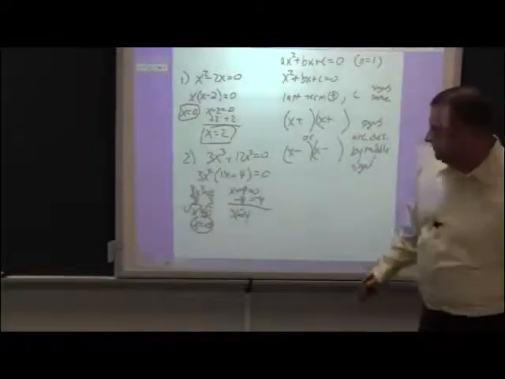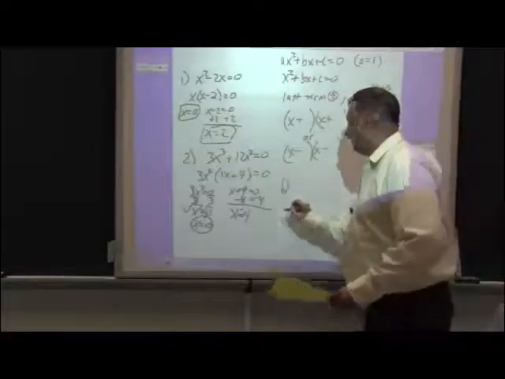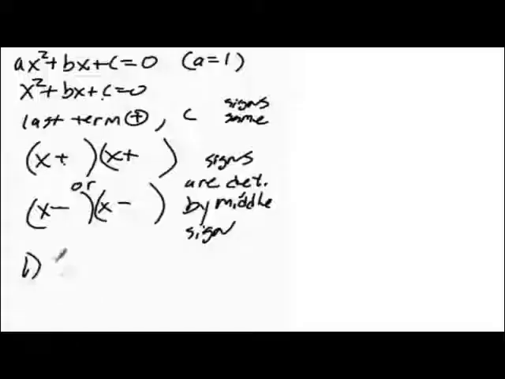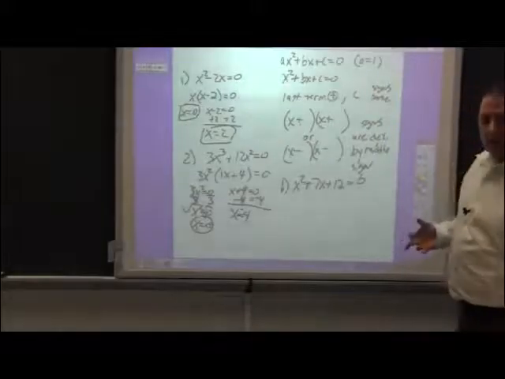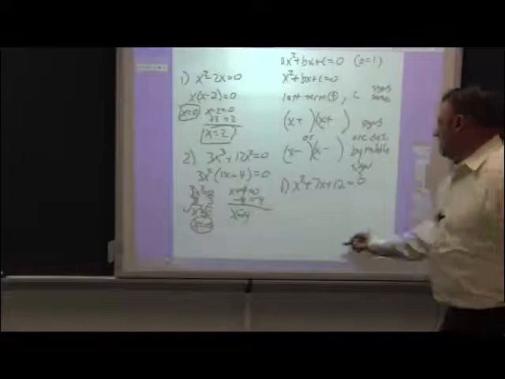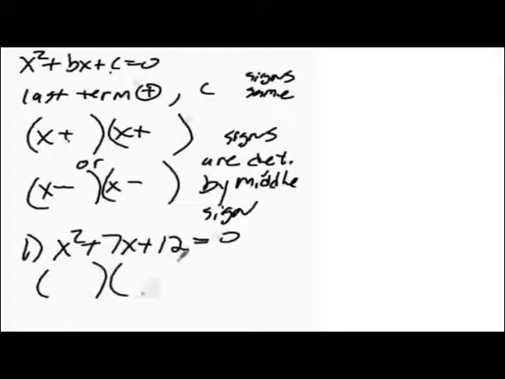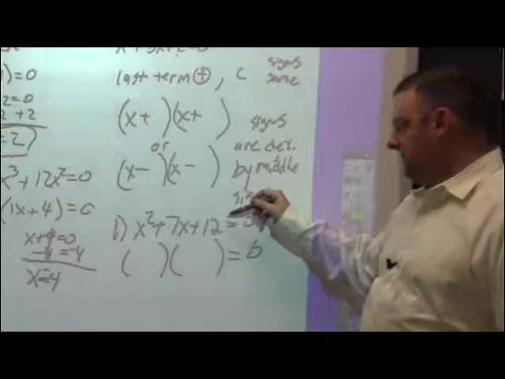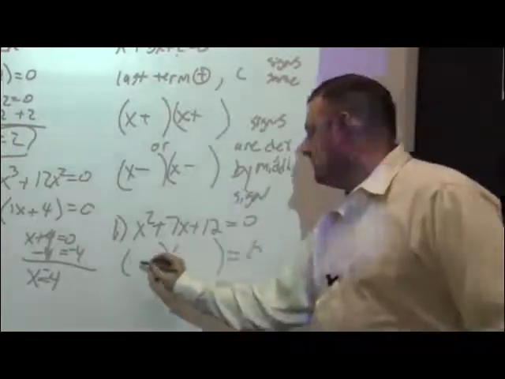Let's go over an example. x squared plus 7x plus 12. And we're going to set that equal to 0 because we're going to factor, then we're going to find the zeros. We're going to solve this quadratic. Well, let's start with the last term is positive. So we know the signs are the same.